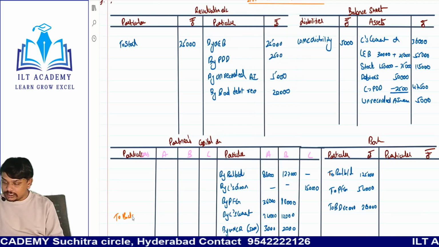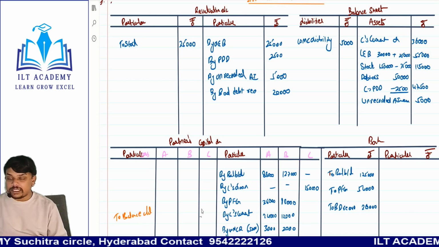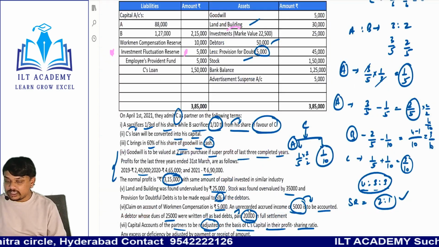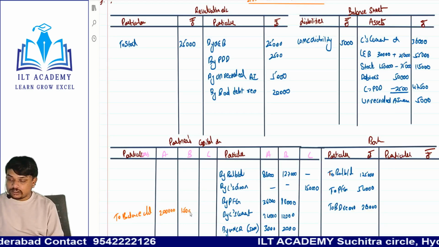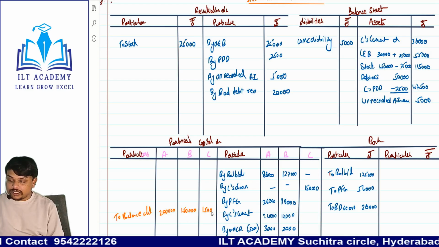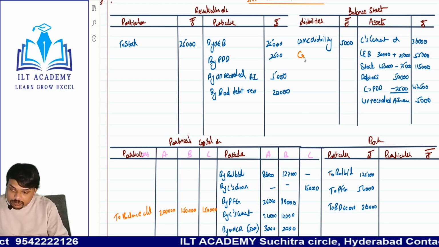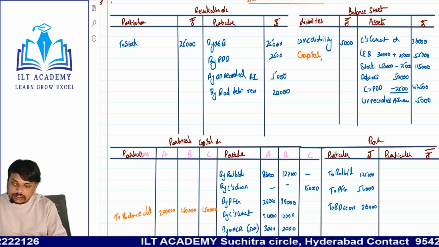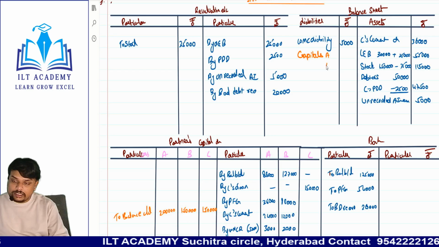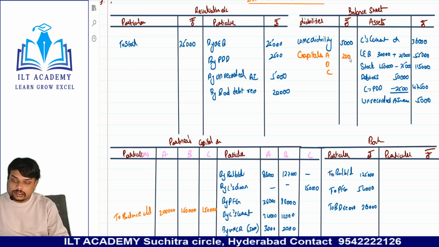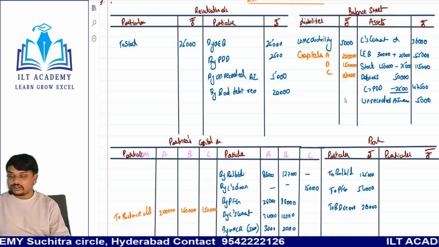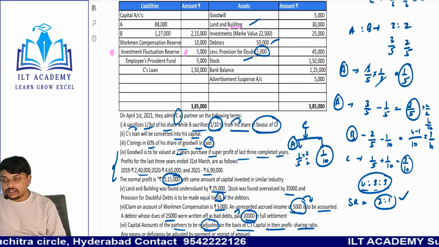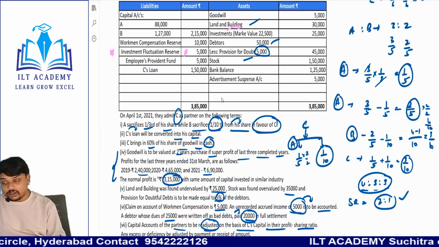So balance carried down. Whatever are the capital balances, this is only going to be considered as capital balance. How much? 2 lakh, 1,50,000, 1,50,000, and these capitals will be A, B, 1,50,000, 1,50,000. Any doubts?